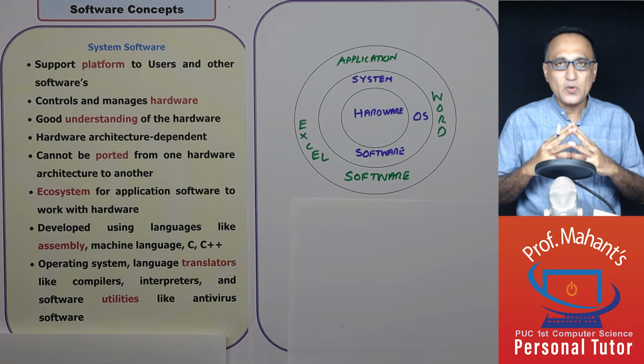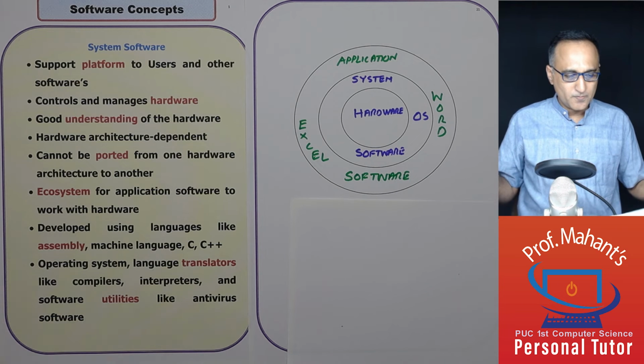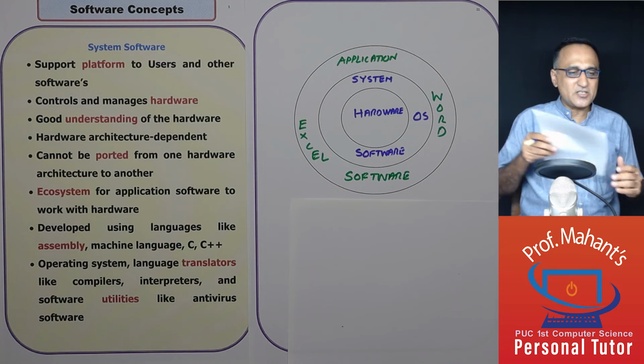System software, in two words, deals with, controls and manages hardware interactions for the application software. It works closely with the hardware. Knowledge of the hardware is necessary to write it, or knowledge of the system design or architecture, and it's developed using languages like C, C++. All right, and examples I've already told you. Now what we shall do is, let us take a look at what is application software.